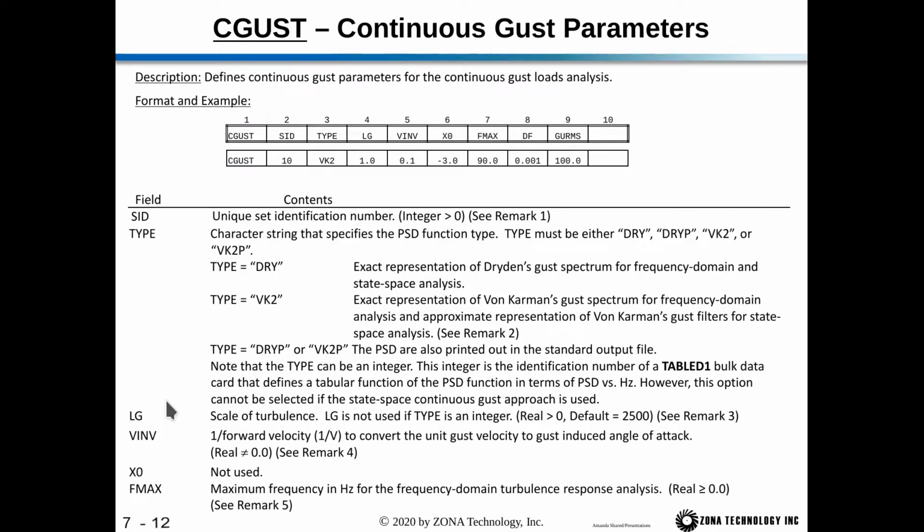Next, we have LG, which is the scale of turbulence, and LG is not used if the type is an integer. The default of LG is 2500. So if your analysis units are in feet, then you can use the default. But if your analysis units are not feet, you would need to convert that 2500 feet to your proper units and put that value in here.